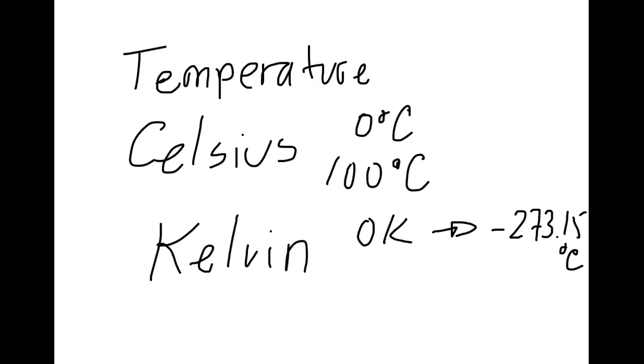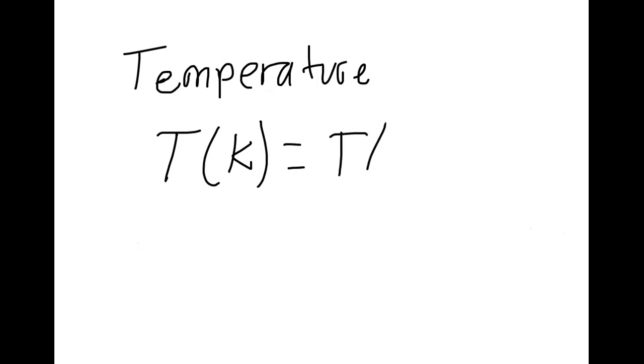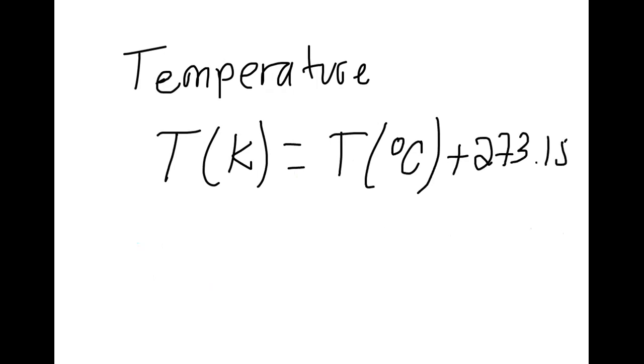So if you want to turn from Celsius to Kelvin, you want the temperature in Kelvin, and you have the temperature in Celsius. So to the temperature in Celsius, you need to add 273.15. Either way, if you want the Celsius, then you grab the Kelvin and you subtract the 273.15.